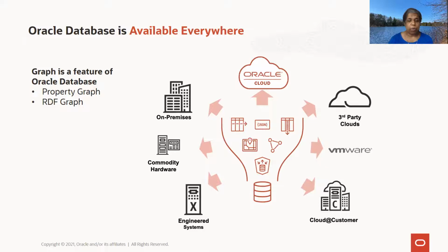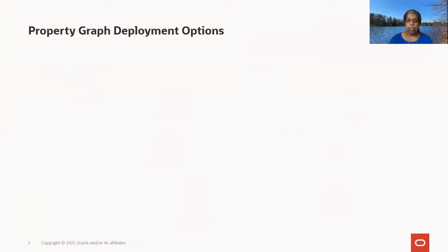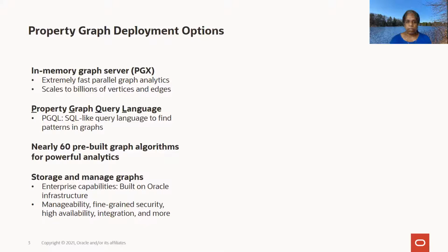We'll focus this module on the property graph feature. So, a quick recap of the property graph features in Oracle Database. It includes an in-memory parallel graph server for extremely fast graph analytics and graph queries. It includes support for the property graph query language, which is a SQL-like language to query graphs. It includes support for nearly 60 pre-built graph algorithms, and all of this is built on the enterprise capabilities of Oracle Database.